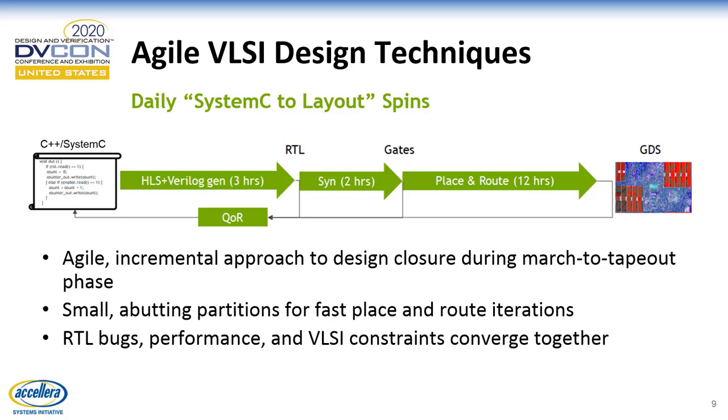This is in contrast to the traditional waterfall-based model, where we have a strong architecture freeze followed by an RTL freeze and then the place and route. Here, all three levels of abstraction converge together. This also ensured that we can make better design space exploration and optimize the design for better QOR.